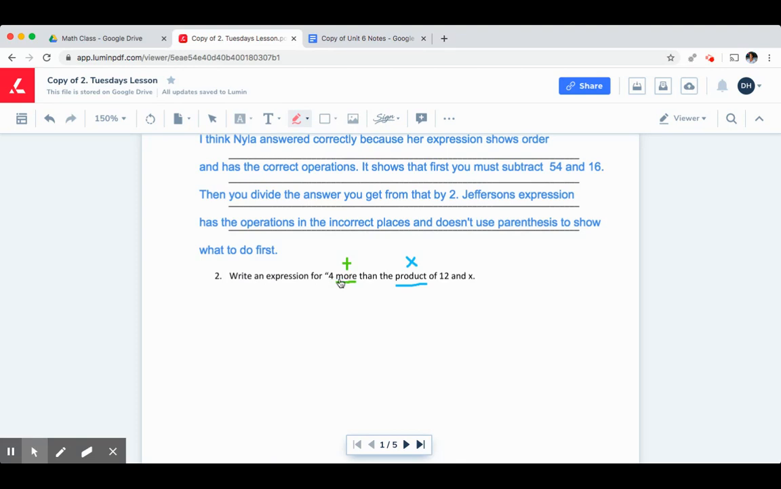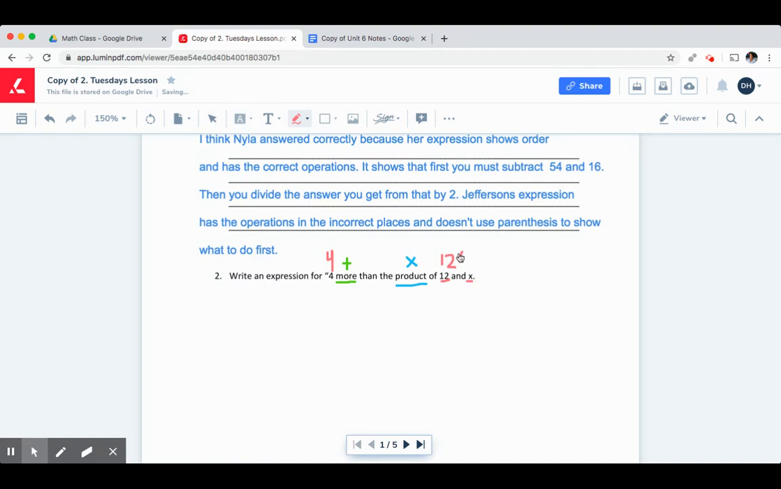So I know I'm going to be adding 4 to something. So next to this plus sign, I'm going to go ahead and rewrite the number 4. So I know I'm doing 4 plus, but I don't know what I'm adding 4 to yet. 4 more than the product of 12 and x. So based on this last part of the phrase, the product of 12 and x, I know that I'm going to be multiplying 12 and x. So I'm going to go ahead and write that down.